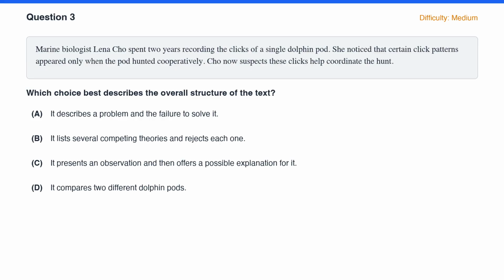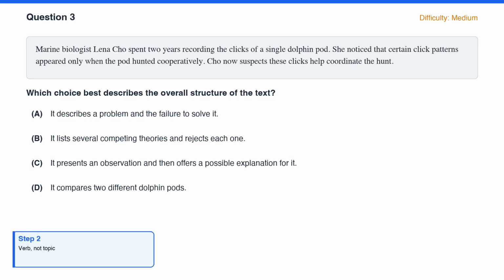Now a medium one, an overall structure question. A marine biologist records a dolphin pod for 2 years, notices certain clicks appear only during cooperative hunts, and now suspects those clicks coordinate the hunt. Step 1. Name the job. Overall structure of the text, that's the whole passage. Write whole, and since structure choices describe a sequence, I'll trace the moves rather than hunt for a single verb.